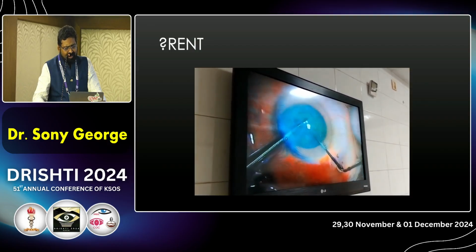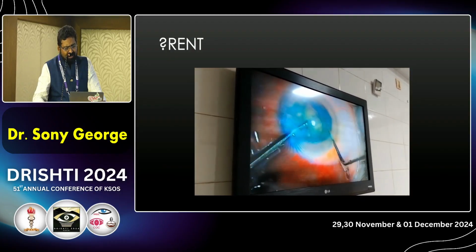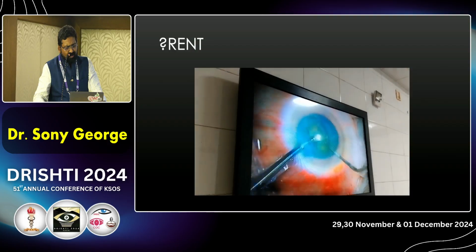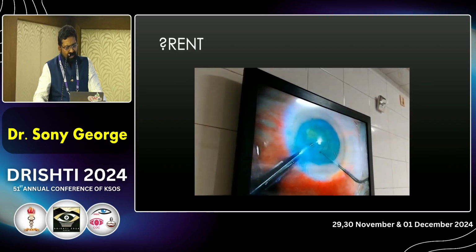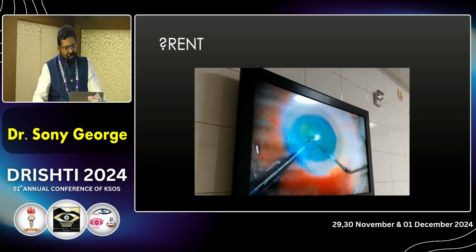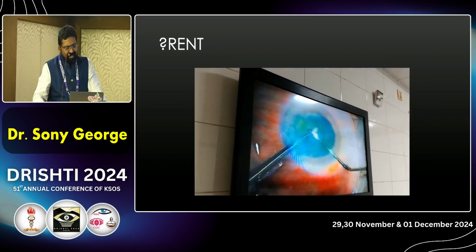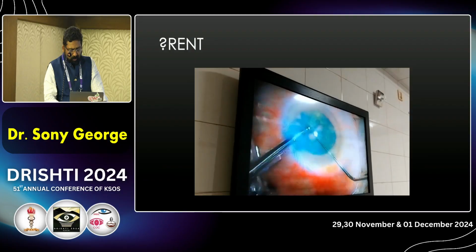And then once you're confident, you go in and start removing the fragments. Once one or two fragments are removed, then you can have a better view of the posterior capsule and whether there is cortex behind. And then that goes on as usual.